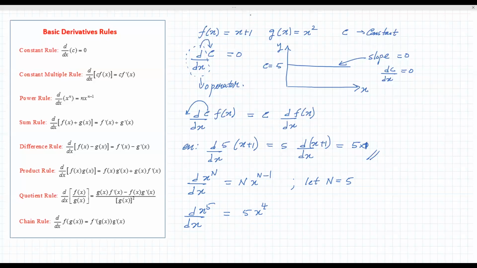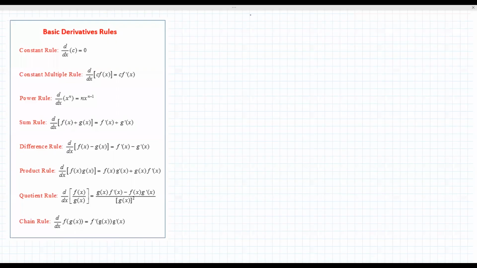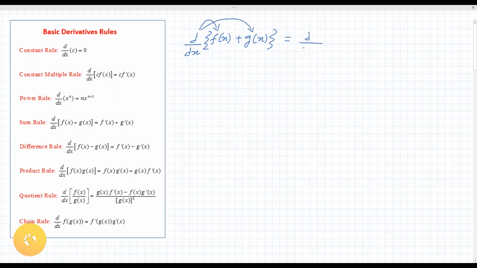Now we will move into the next one. The next rule would be the summation rule. So let me write it down. d/dx of f(x) plus g(x). So if you have a situation like that, this operator is acting on the f(x) function as well as the g(x) function. So you can write it in the split form: d/dx of f(x) plus d/dx of g(x).